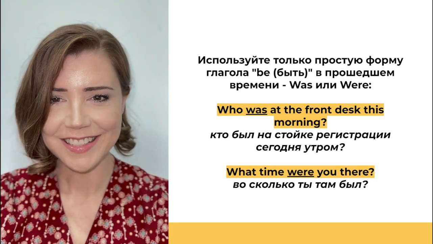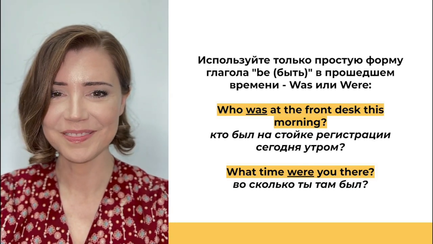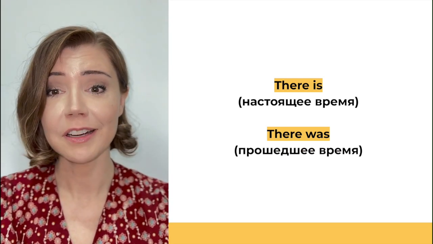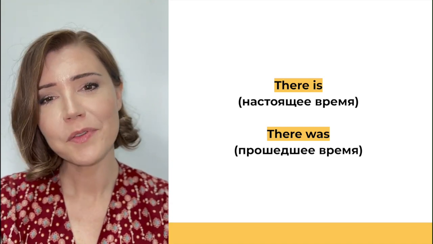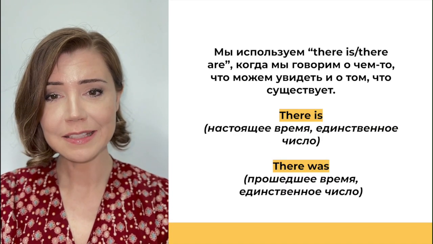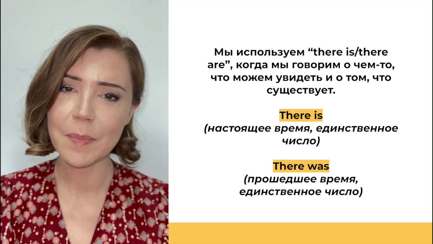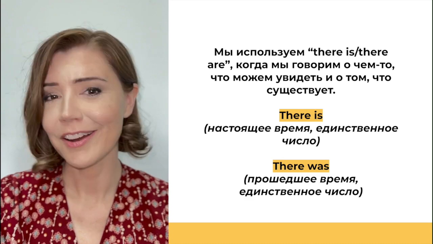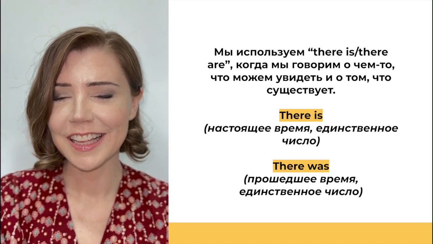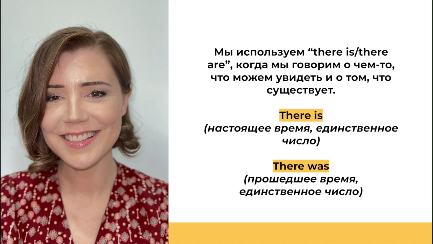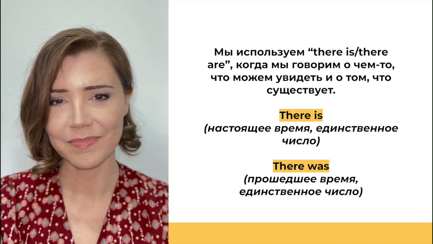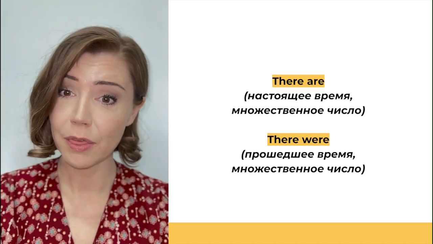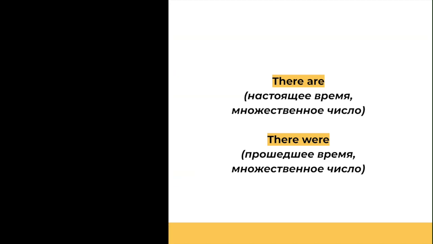Our next sentence again uses the past simple. There was is the past simple of there is. You might remember we use there is and there are to talk about things we can see and things that exist. There is is singular, and it changes to there was in the past simple. There are is plural and changes to there were in the past simple.